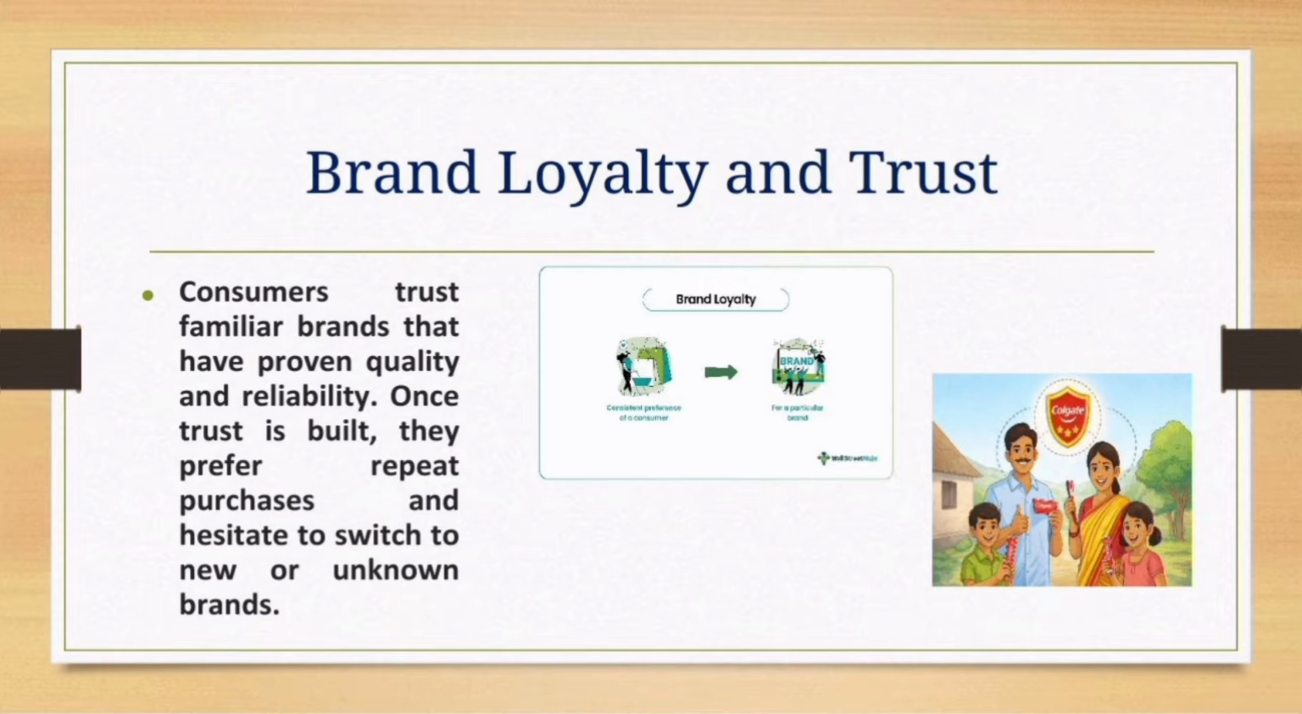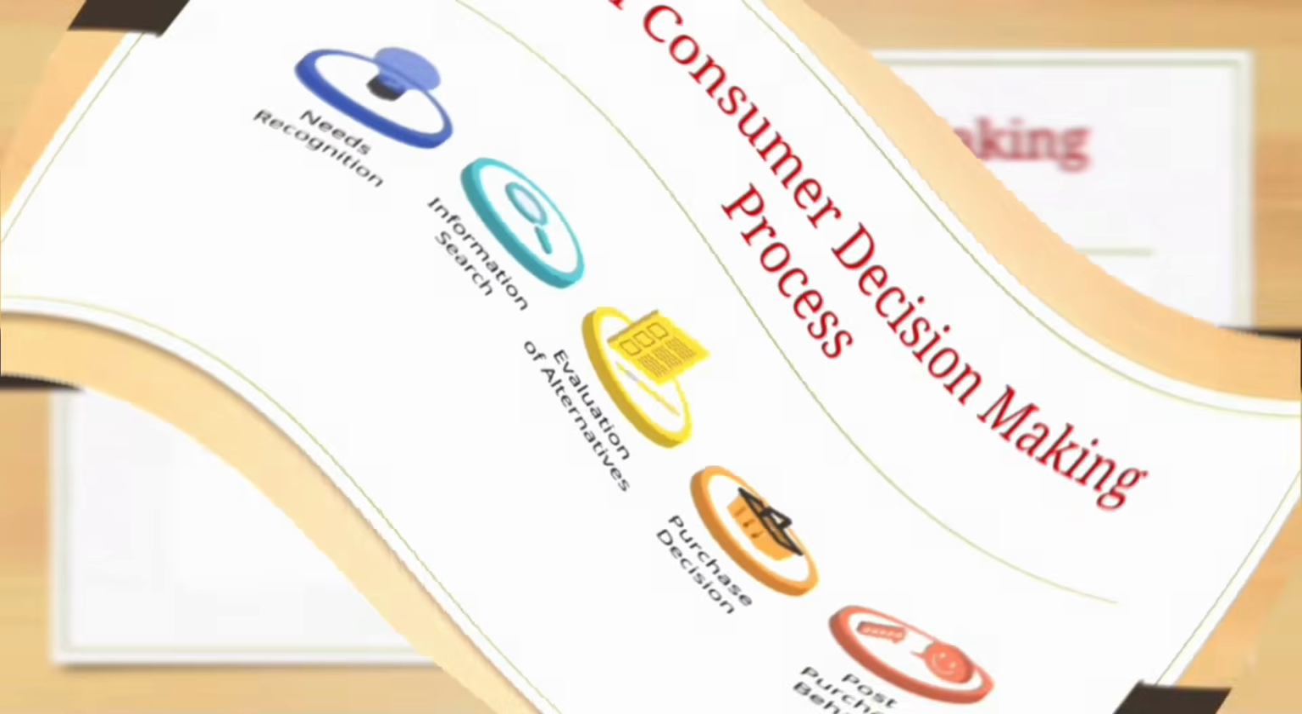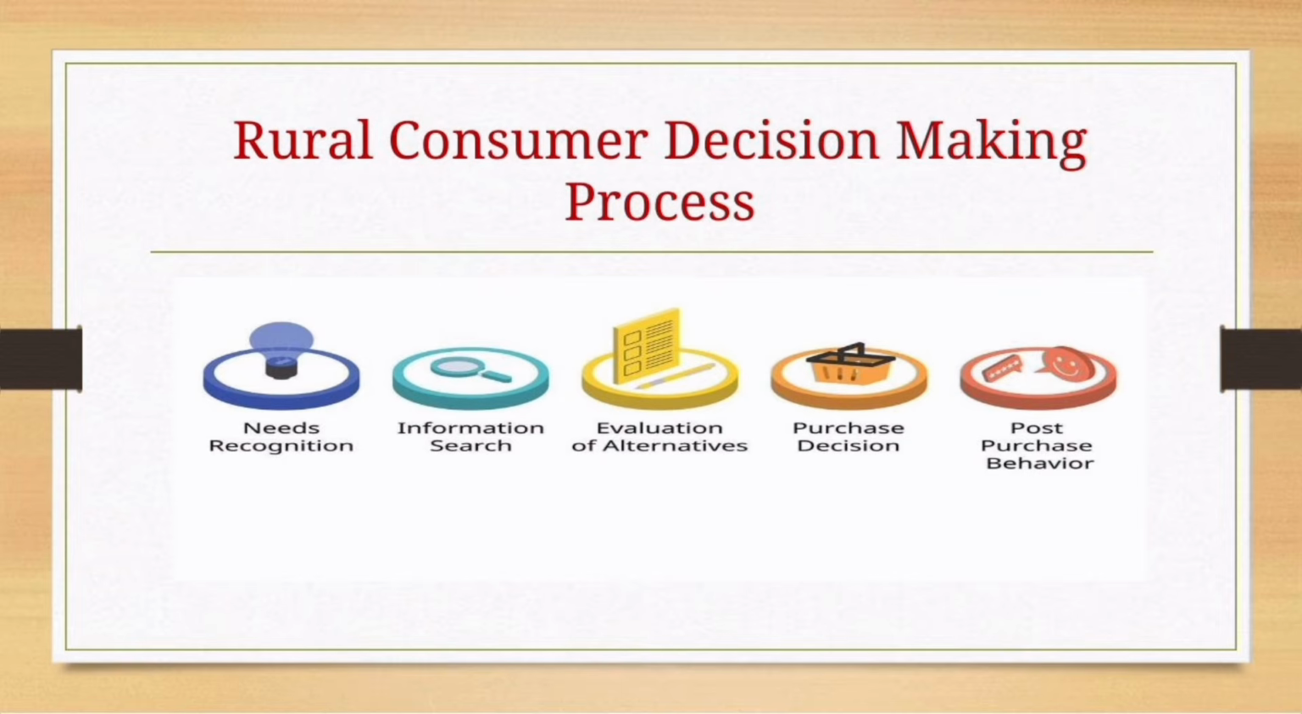Now we move on to the main topic, the rural consumer decision making process. Since the aspects of rural consumer behavior are clearly understood, let us now look at the rural consumer decision making process. This process consists of five stages. To make it easier to understand, I will explain this process through a simple story.